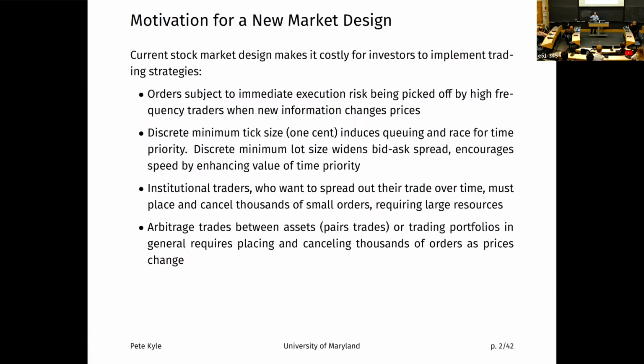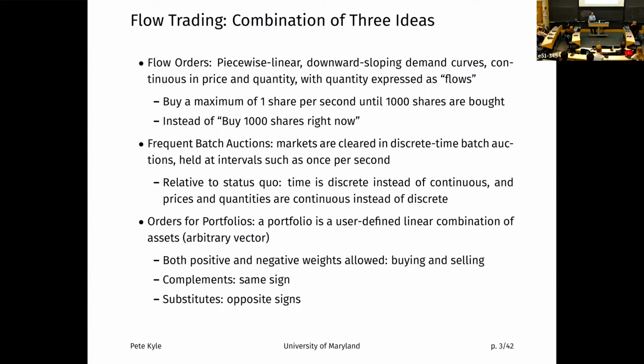As the price of one changes, you have to place and cancel orders in both of these different stocks. And that requires a complex algorithmic strategy, and their costs of bandwidth and costs of programming and so forth that arise in doing that. So this historical design creates these costs.